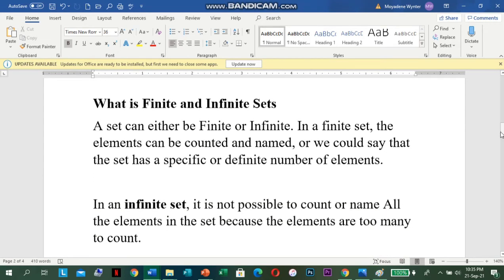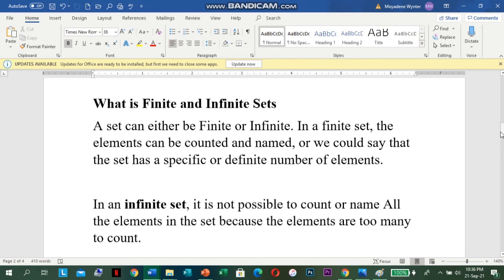So it says, what are finite and infinite sets? Now, a set can either be finite or infinite. In a finite set, the elements can be counted and named. Or we could say that the set has a specific or definite number of elements. What does it mean by definite? Definite simply means clearly stated.